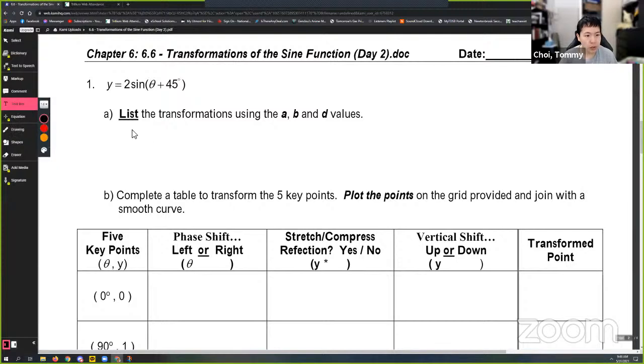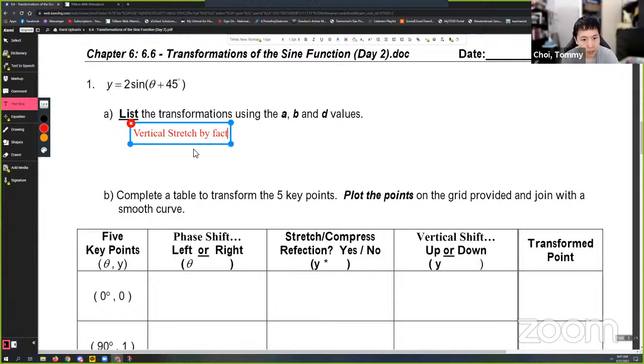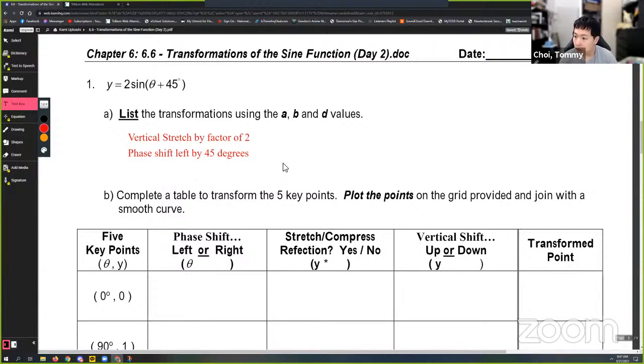List the transformations. What transformations do we have here? Anyone want to give it a shot? Can I try? Yes, you may. It's a vertical stretch by 2 and a phase shift to the left. Vertical stretch by a factor of 2, and phase shift left by 45 degrees. Perfect, that looks right to me. There is no vertical shift here, and since the value at the front is 2, it's positive 2.